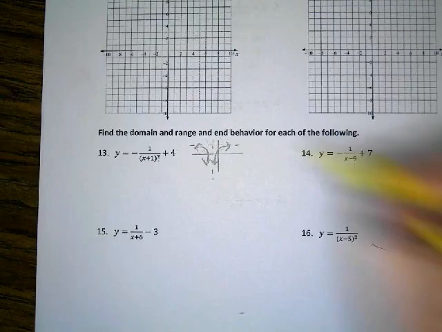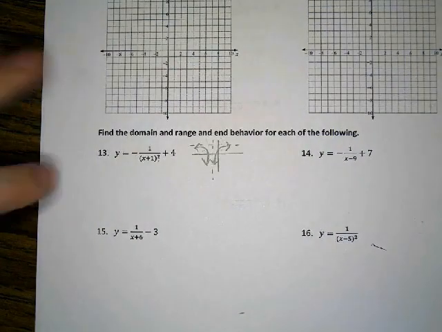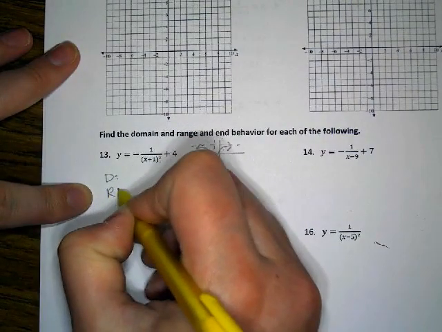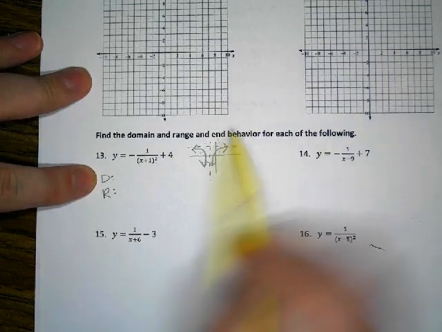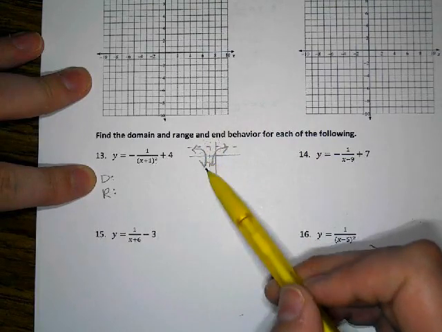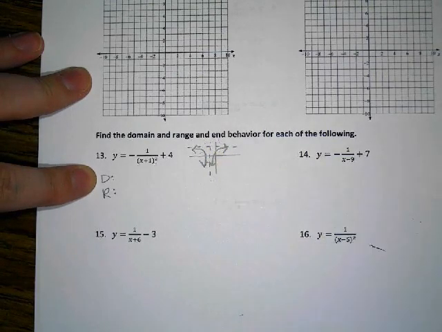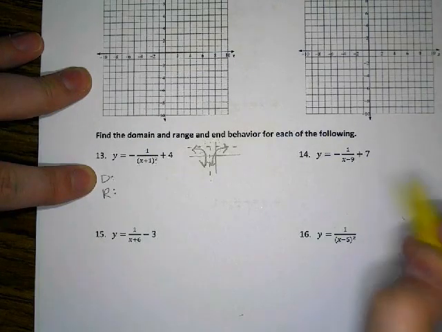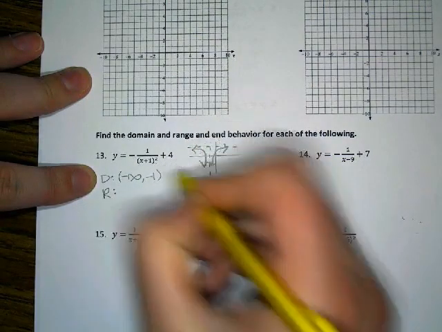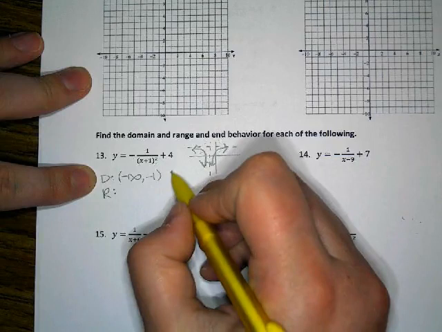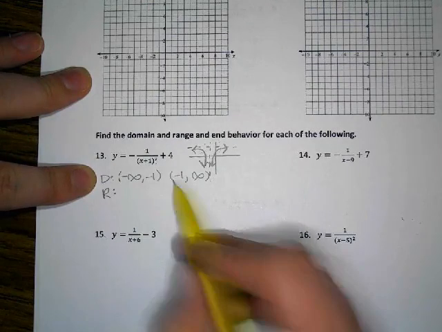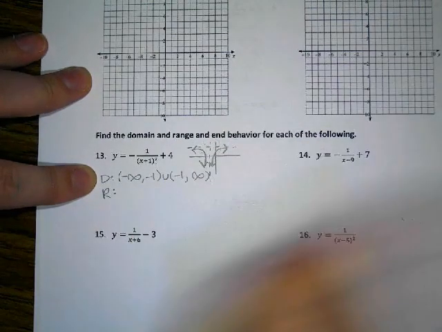Okay, so there's my two graphs. It wants me to find the domain and the range. So with the domain, from left to right, we know that we're only going to skip this value right here where the asymptote is. So we're going to skip -1. The way that I write the domain when we're skipping -1 is I say -∞ to -1, but don't include -1, and then -1 to positive infinity, making sure not to include -1. I put a U in between to show that I have two answers and I have to have both of them.